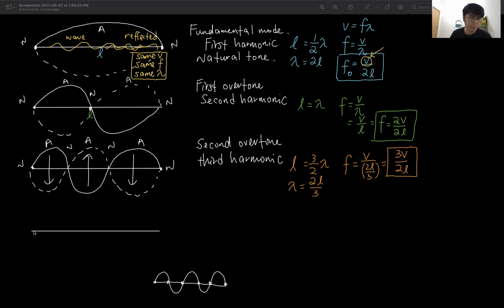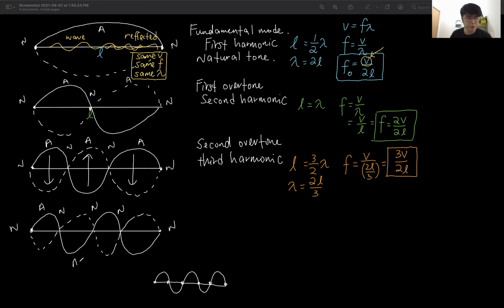Let's go to the last one. The fourth one, 2 waves, 4 loops, like this. 3 nodes in between, and 4 antinodes in between. This is the third overtone, or the fourth harmonic.